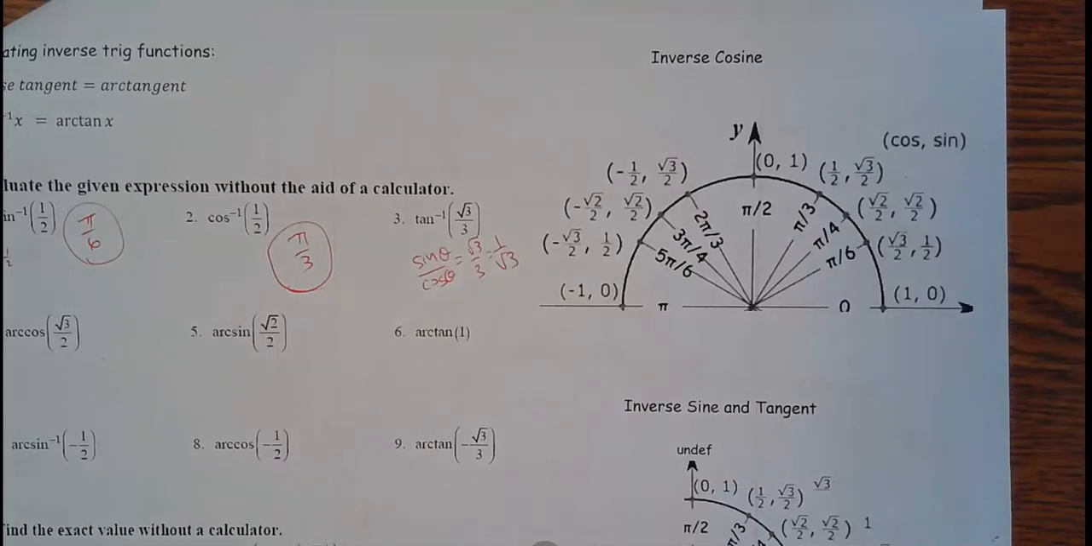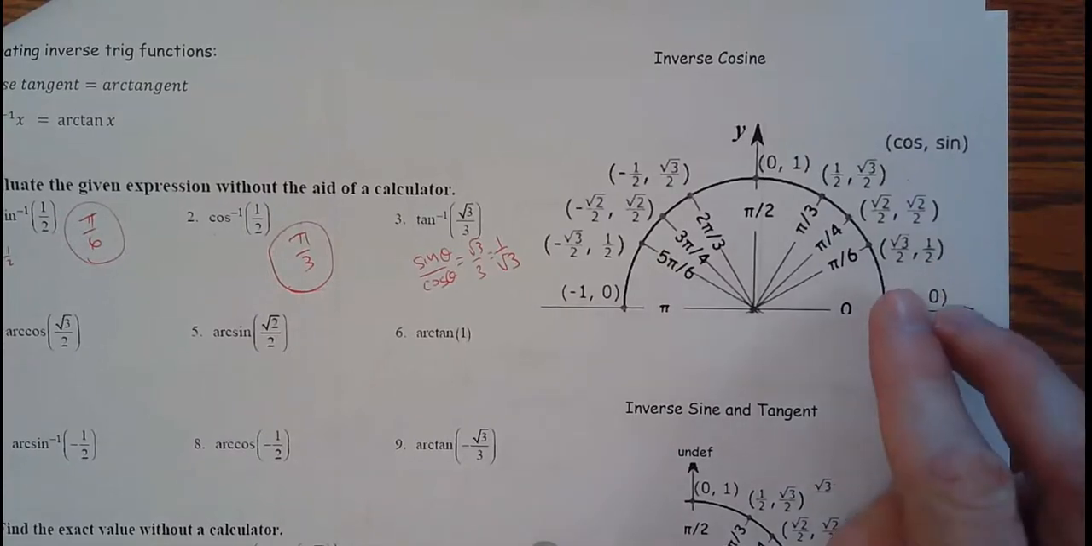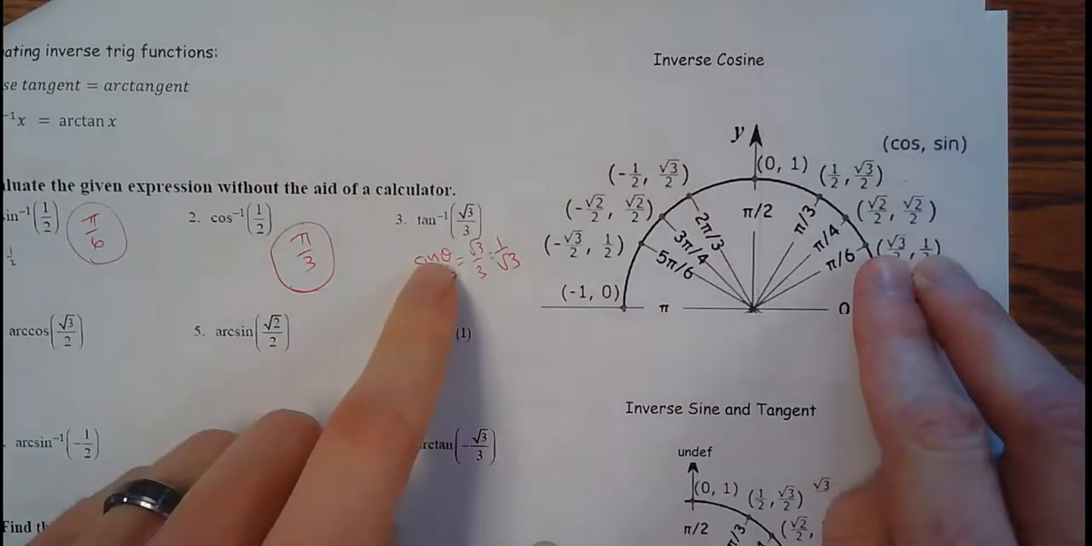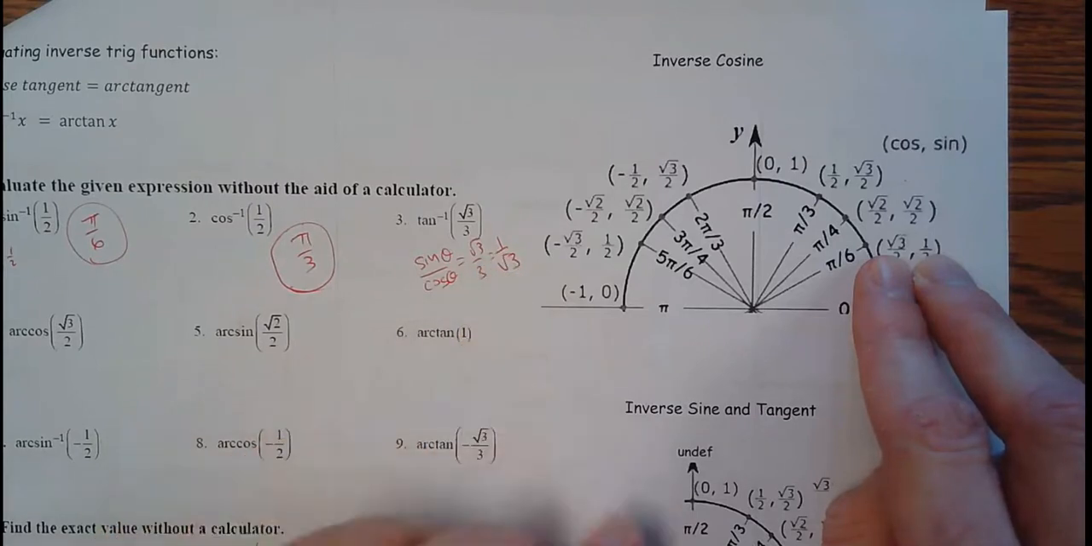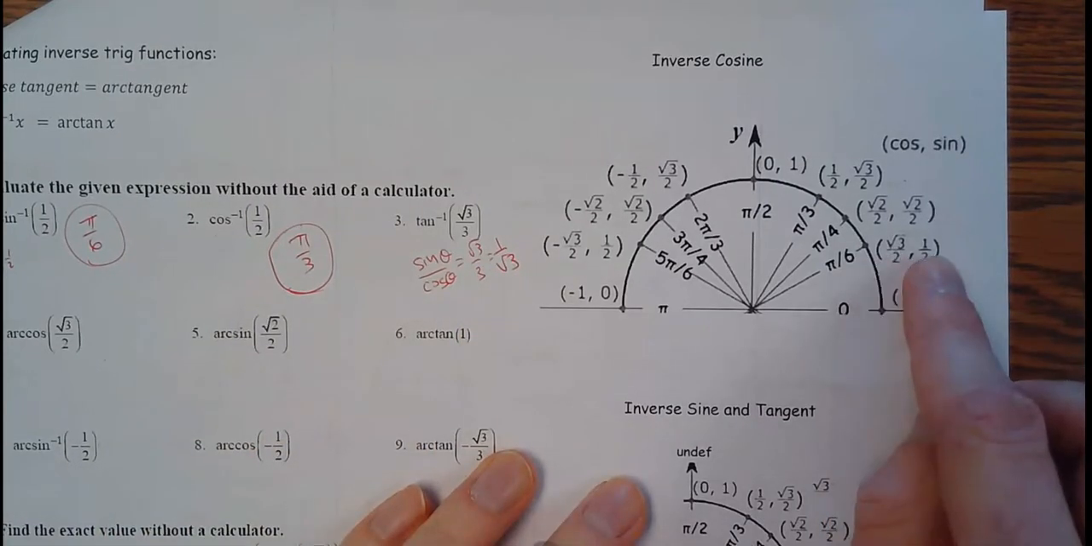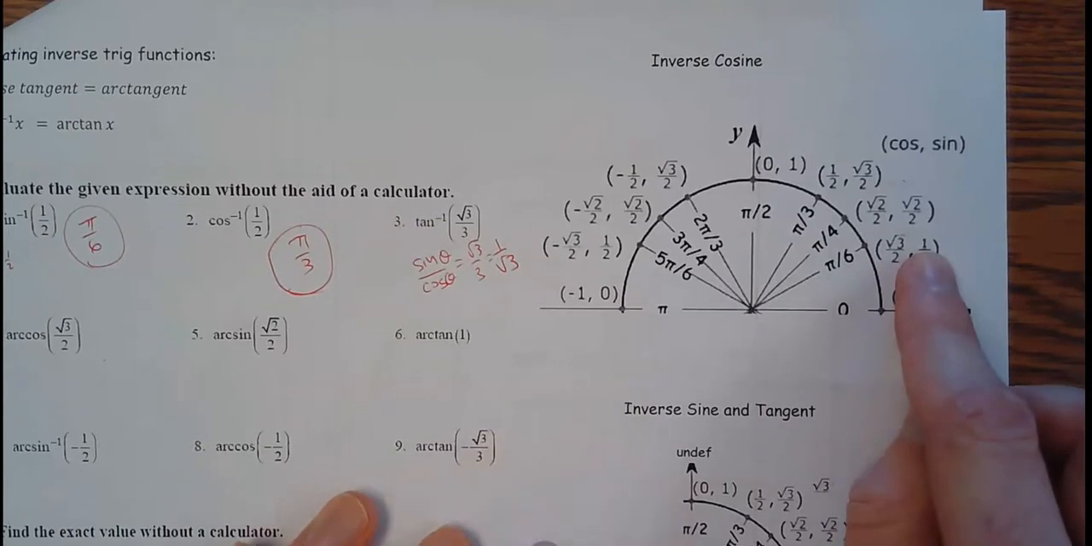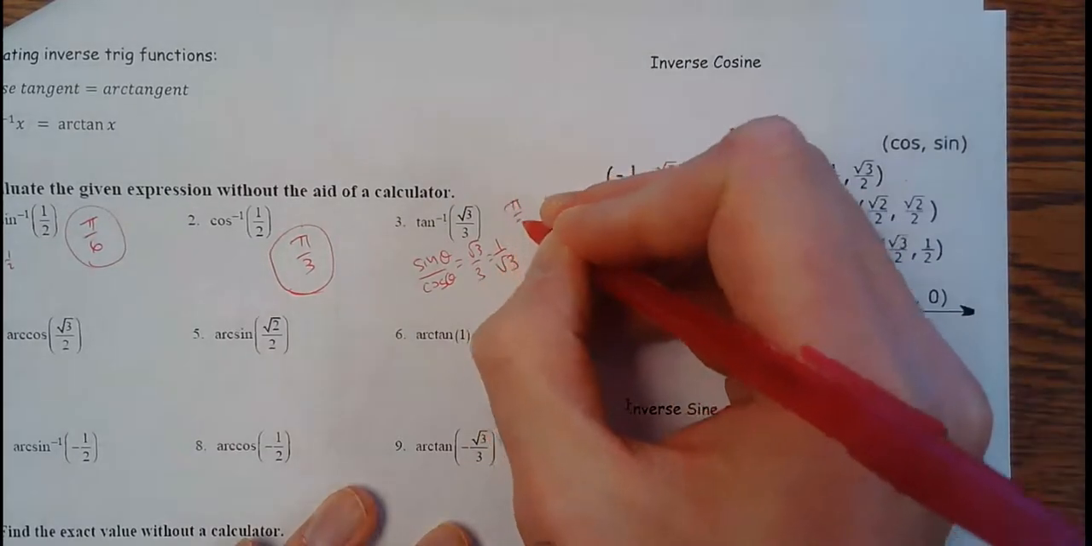We know the unit circle, everything's over 2, so just kind of ignoring the 2's, look for where the first coordinate is radical 3 and the second one's 1. And right here, they're both over 2, but radical 3 and 1. That's one way of doing it, so this is pi over 6.